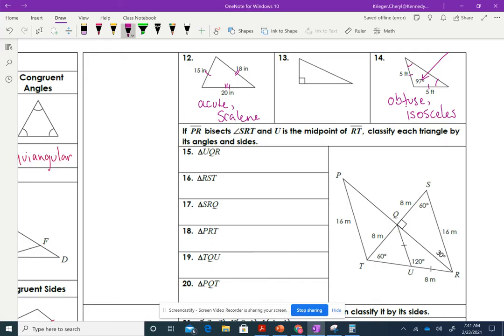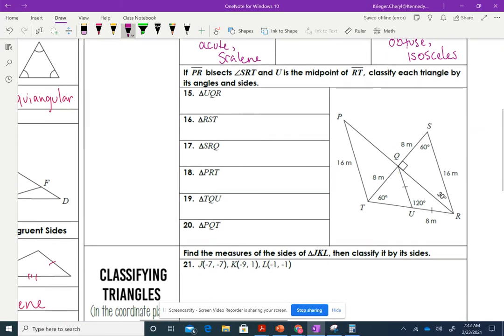All right, and let's go ahead and knock out the rest of these notes. So if PR bisects angle SRT, so segment PR is cutting angle SRT in half. So if this is 30, this is also 30 down here. And U is the midpoint of RT. So U is cutting RT in half. So if RU is 8, then TU is also 8.